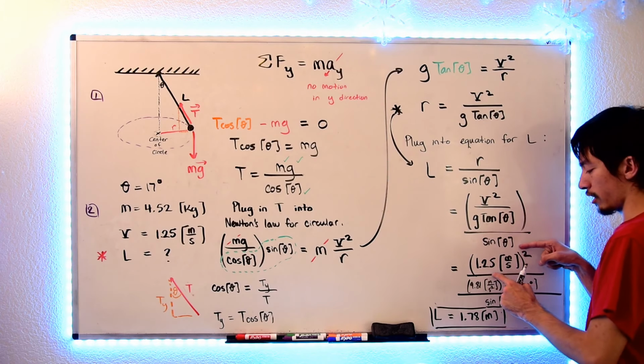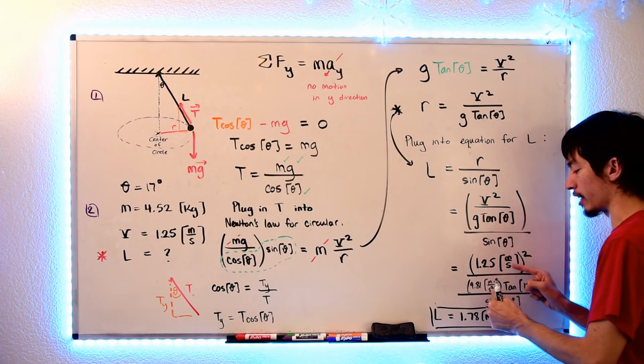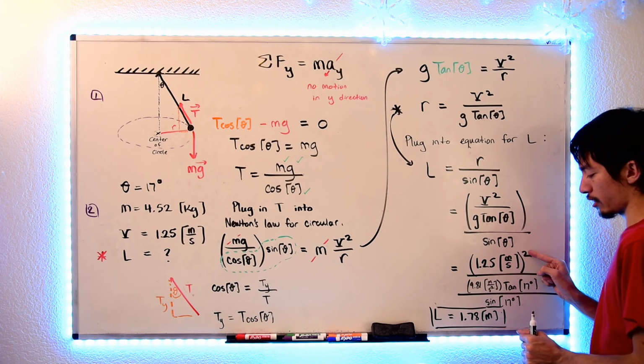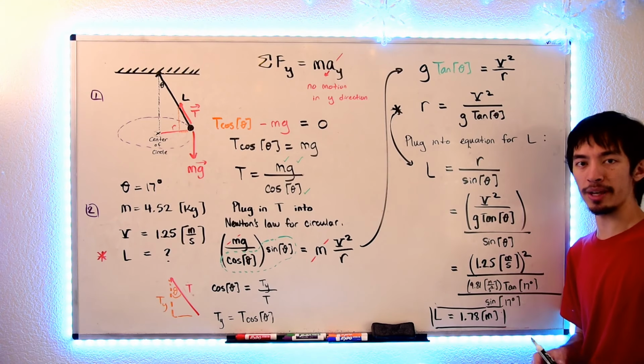Notice that the only things with units here are in the top with the velocity and in the value of g. So we have meters squared over second squared divided by only meters over second squared, so we should get meters from canceling that out.